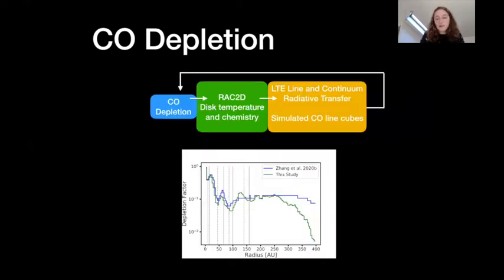And the way that we did that was an iterative process. We started with the originally calculated CO depletion, and we applied that to the model, and then we would figure out what we needed to change within the CO depletion to better reproduce the observations. And so we eventually found a different CO depletion profile that matched our observations much better.